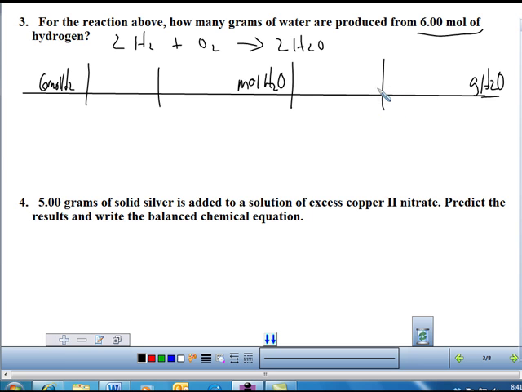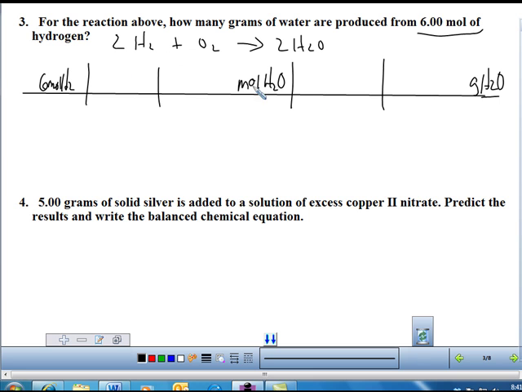Okay? Much more difficult. In the other question, it's almost completely given to you. Here, you have to know this. You have to know that you can't convert from one substance to a different substance in any unit other than moles. Okay?